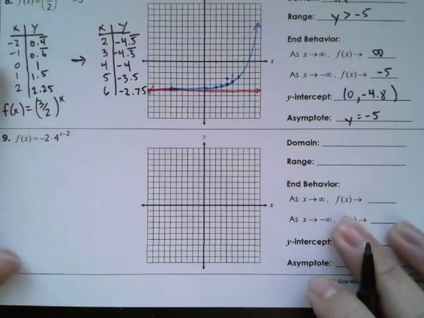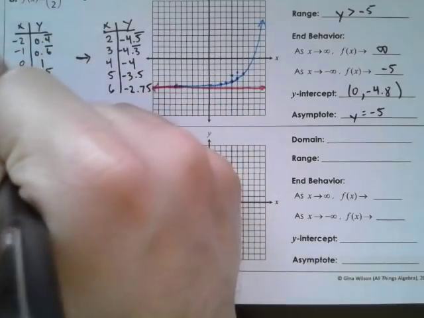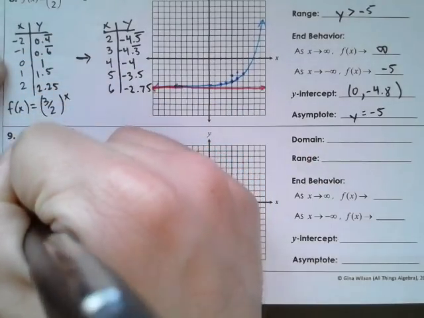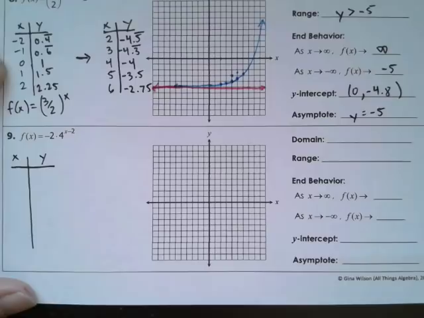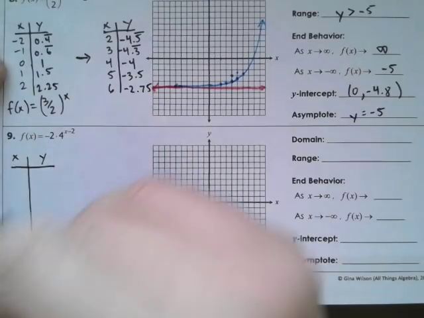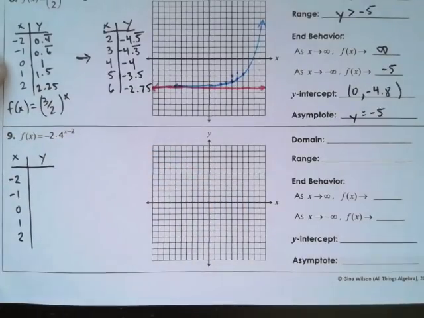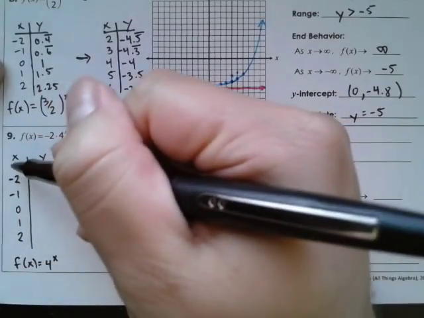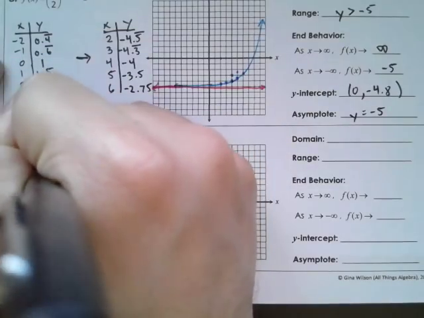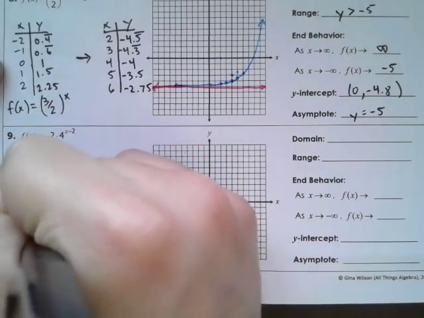Finally, last example here, I have f of x is equal to negative 2 times 4 to the x minus 2. So I'll have x and y, then negative 2, negative 1, 0, 1, 2. My parent function here is f of x is equal to 4 to the x. When you plug these in to the parent function, you're going to get 0.06, 0.25, 1, 4, and then 16.